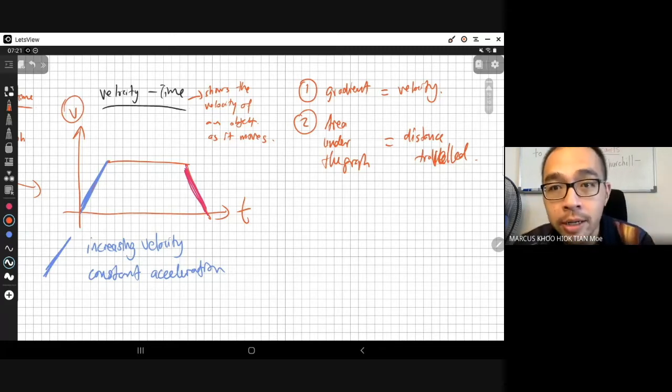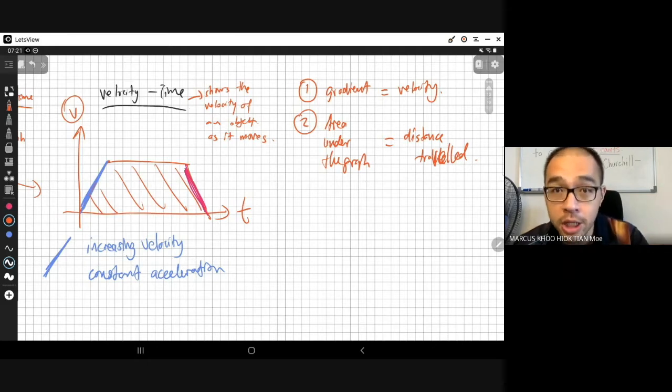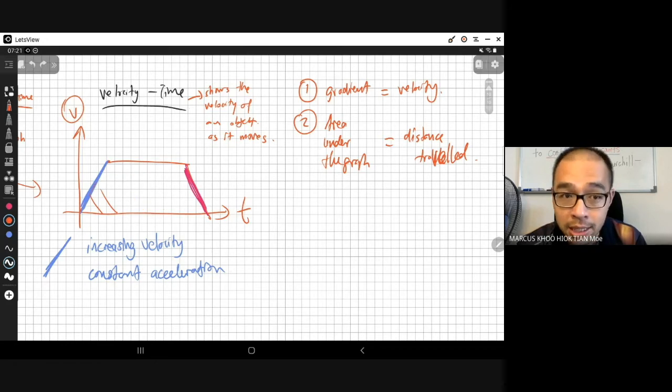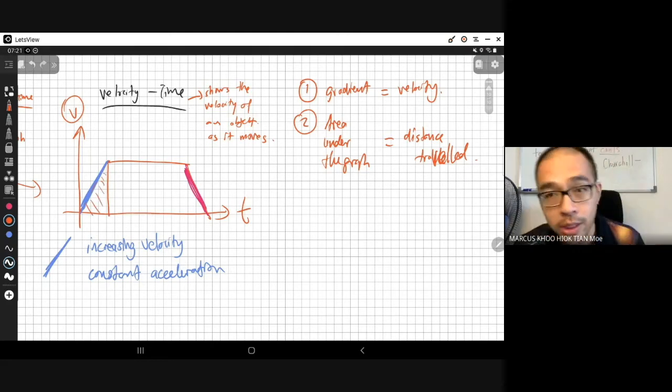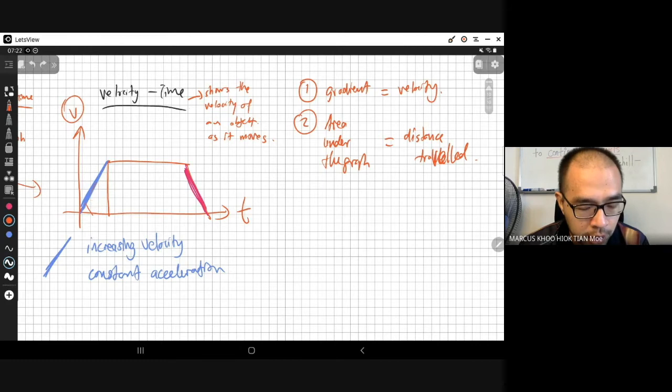Now, when I say area under the graph, it depends on whether you want to calculate the entire area like this. If you look at the shape, it is a trapezium. Or if you're only interested in a certain section, for example, I put a boundary here and I only want to calculate this area where it is increasing velocity, the shape will be a triangle, and this particular area will be the distance traveled.